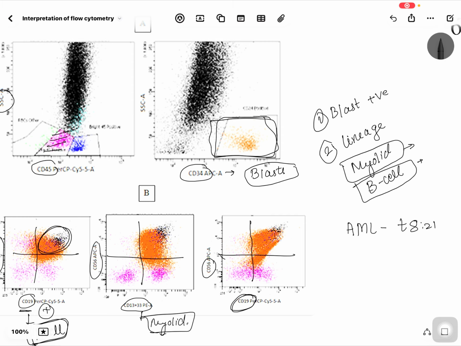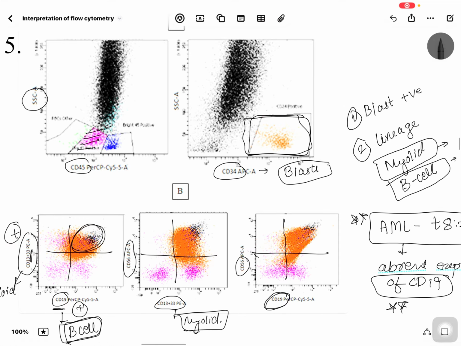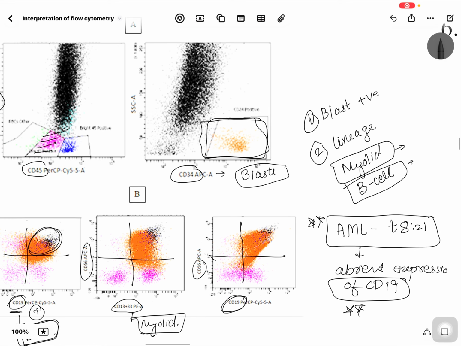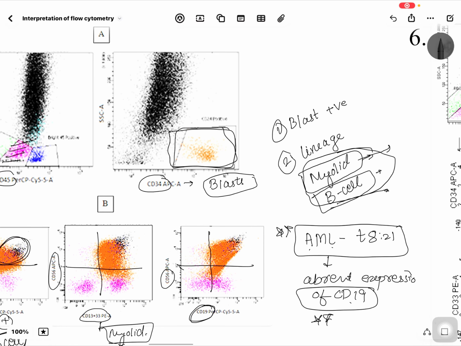It is translocation 8;21. Why? Because this example, translocation 8;21, has aberrant expression of CD19. So this is the most important flow cytometry where the examiner tries to trick you. If CD19 is nowhere in the picture, this becomes AML clearly. But aberrant expression in AML means there is competition between two kings, and the majority one is myeloid, and with the little number is B cell. So it becomes AML with aberrant expression of CD19.